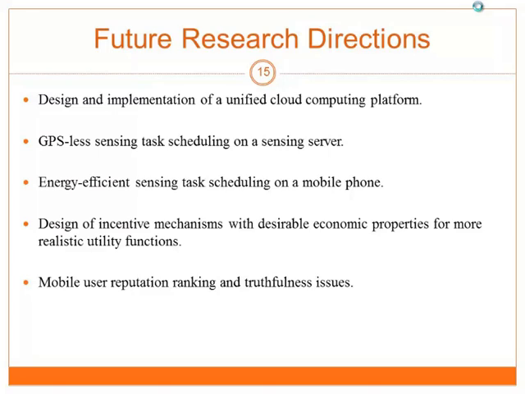Also, the very last problem we want to point out is the so-called mobile user reputation ranking and truthfulness issues. This is a very critical issue we haven't addressed yet. We believe this is very important because you cannot fully trust mobile phone users. They may provide false data. For example, you want a mobile user to sense some Wi-Fi signal strength. They may intentionally provide you some false data, which may mislead you. So how can we tell if those results are truthful or trustworthy or not? This is a very critical issue.